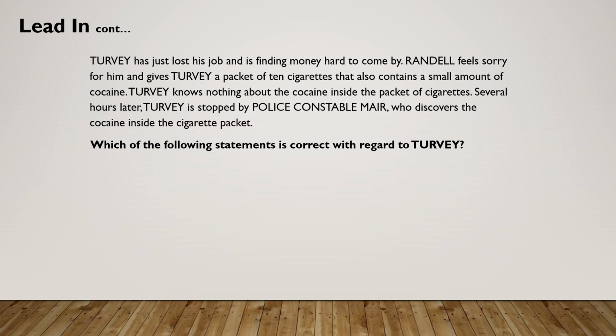Turvey has just lost his job and is finding money hard to come by. Randall feels sorry for him and gives Turvey a packet of 10 cigarettes that also contains a small amount of cocaine. Turvey knows nothing about the cocaine inside the packet of cigarettes. Several hours later, Turvey is stopped by Police Constable Mayer, who discovers the cocaine inside the cigarette packet. So now you have all of that information. Now you need to determine which of the following statements is correct with regards to Turvey.